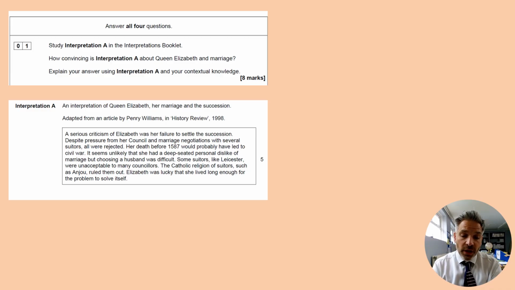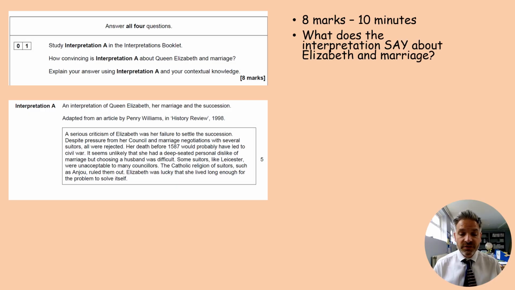So let's look at question 1. Question 1 is an interpretation question, which means it's about a piece of text or a point of view about the past. So it'll always say, study the interpretation. How convincing is it? In other words, how much do you believe it about something? In this case, it's about Queen Elizabeth and marriage, so we'll use that as the example. So you're going to spend about 10 minutes, a little bit longer is fine, but not too much because it's an 8-marker.